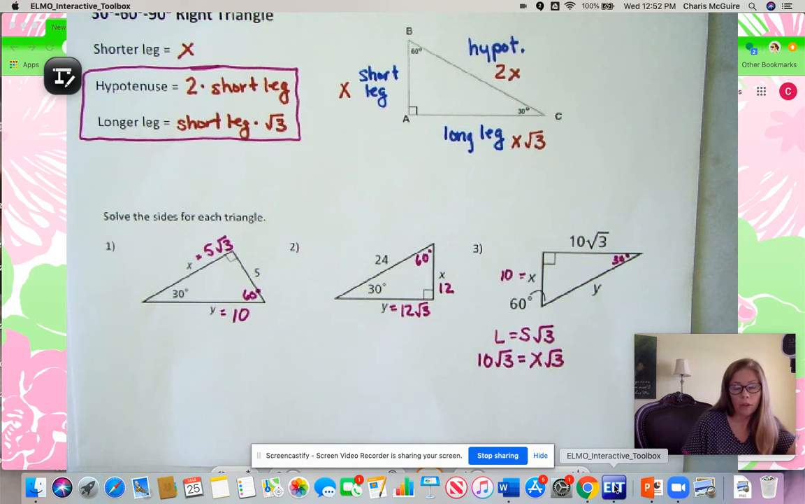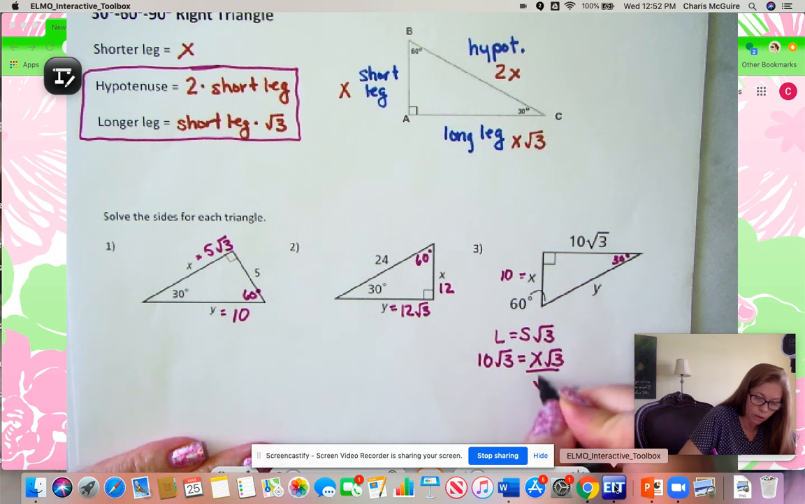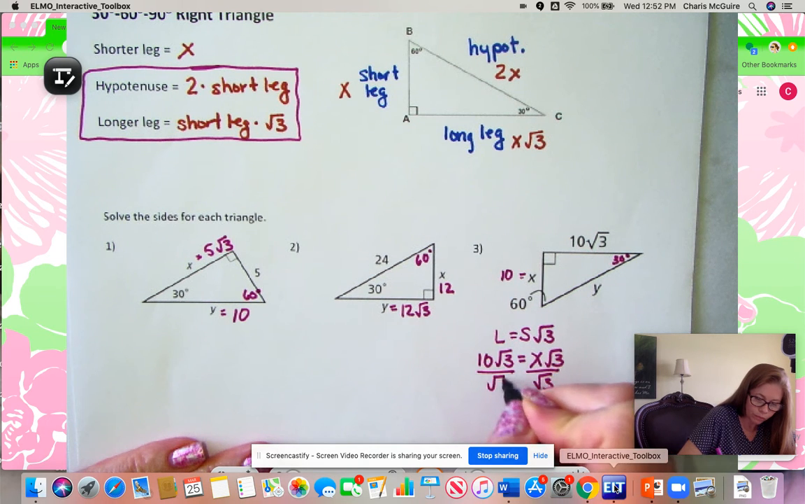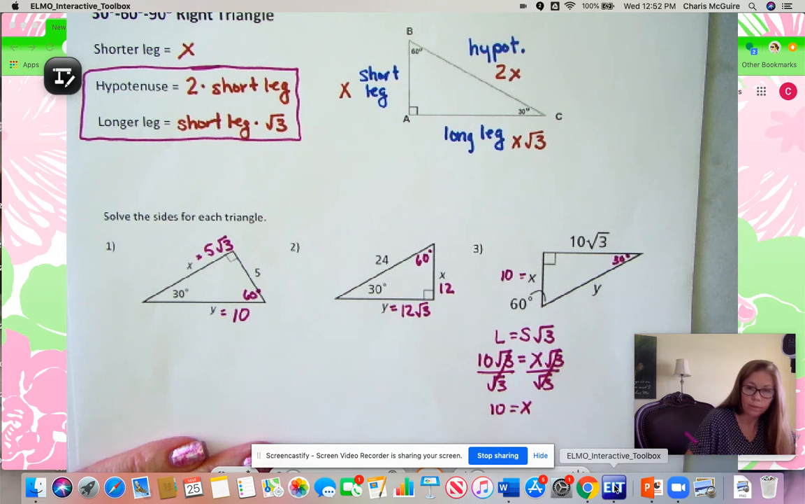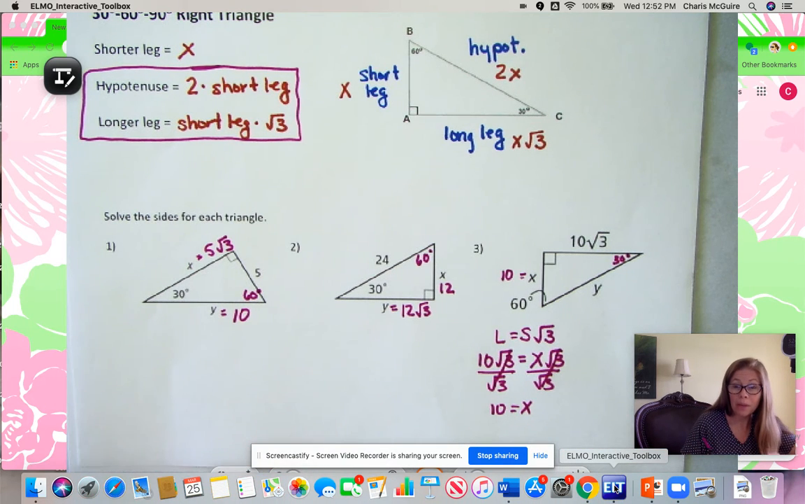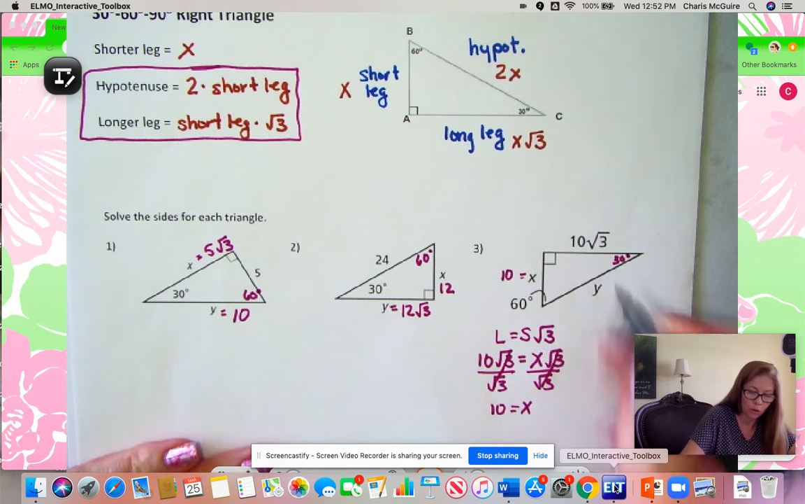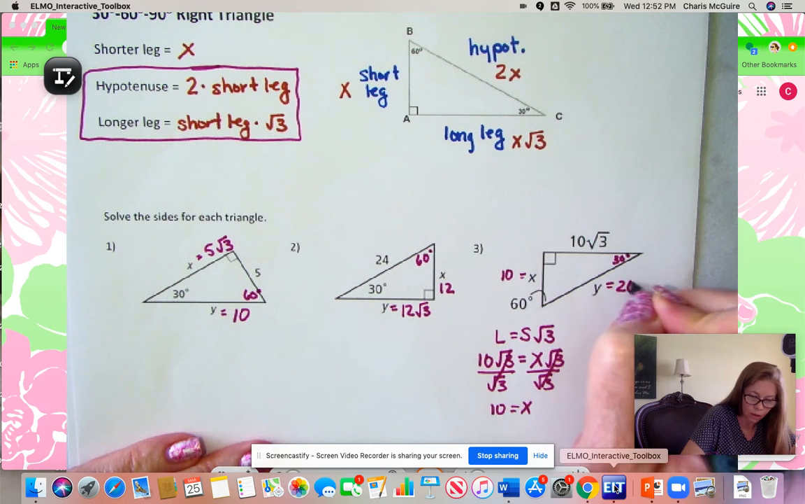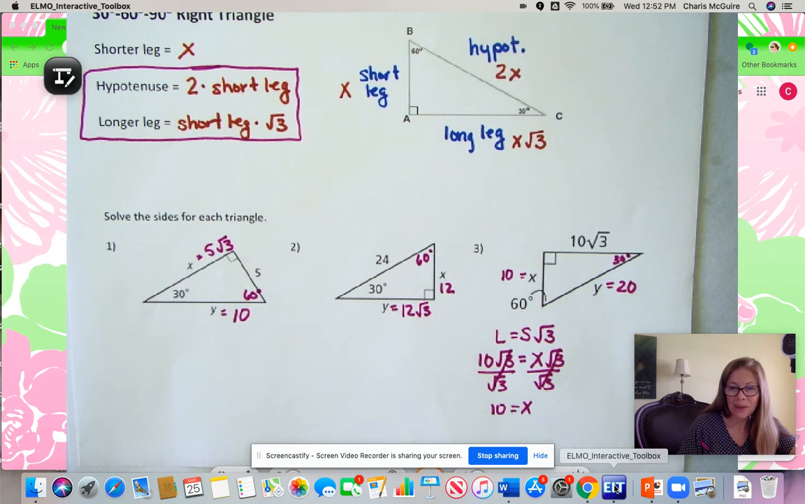And you might even be looking at it going, okay, x has to be 10. But if you're still not seeing it, take x and divide out that square root of 3. And there you go, x equals 10. All right, so now that we have the short side, we just need to double it to get the hypotenuse. So 10 times 2 is 20. There you go. Beautiful. Let's try another one.